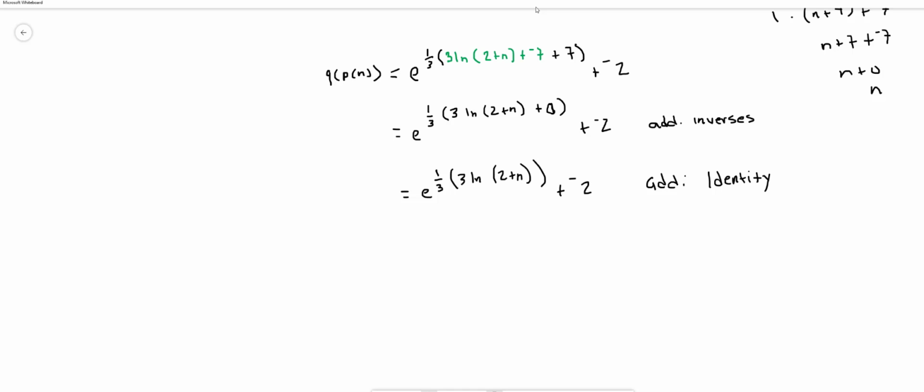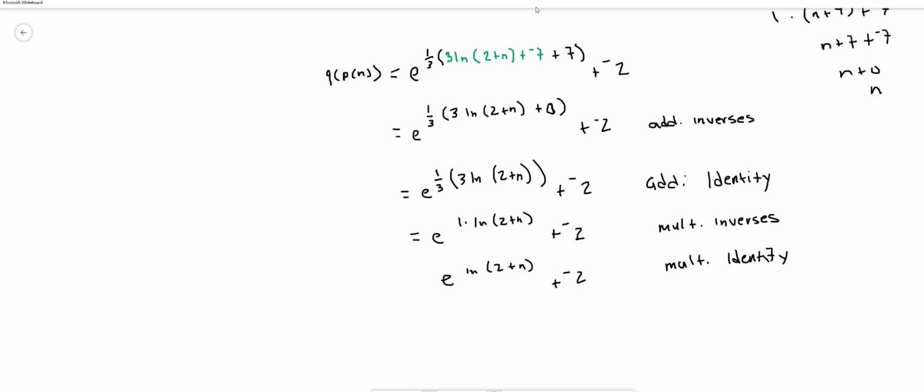1/3 and times 3, those are multiplicative inverses, so they will multiply to 1. Anything times 1 is itself, because 1 is the multiplicative identity. E and the logarithmic function are inverse functions, so they yield just the 2 plus n.